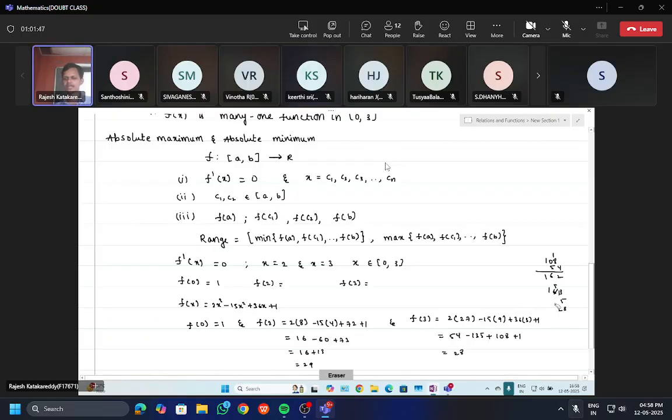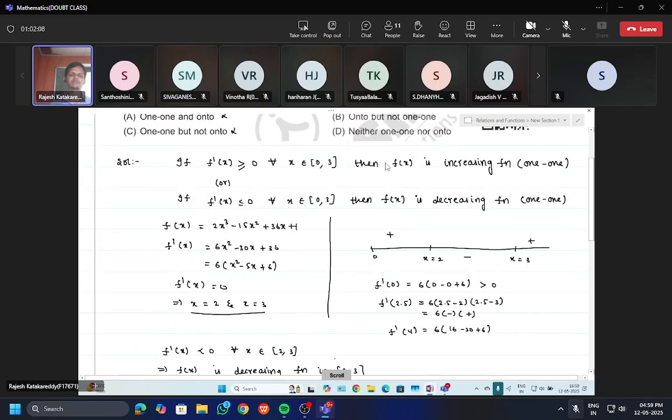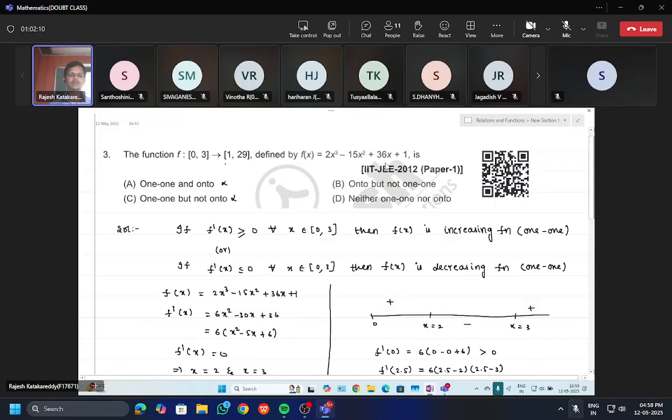So I have three values. Now I am considering the minimum out of these three, how much will it be, guys? Range of f of x we are writing. Minimum out of these three is 1, right? Maximum out of these three is 29, right? Now the given codomain, if I observe carefully, is 1 to 29. If codomain is equal to range, then the given function is an onto function.